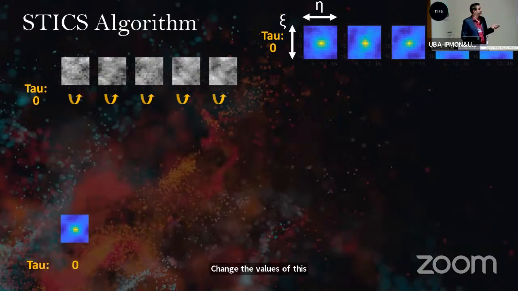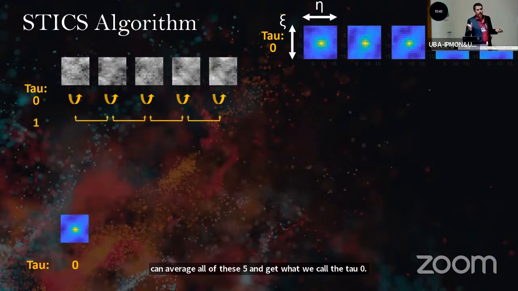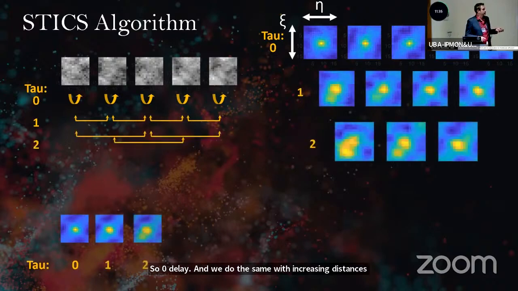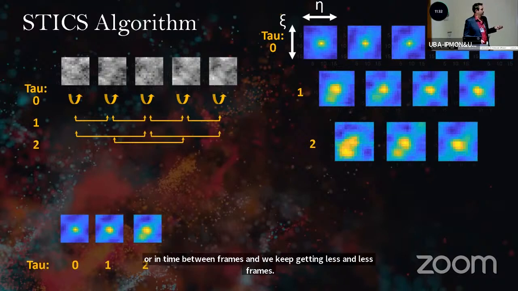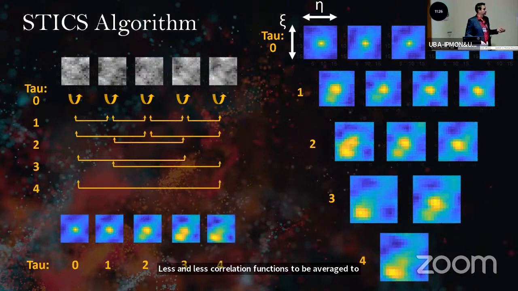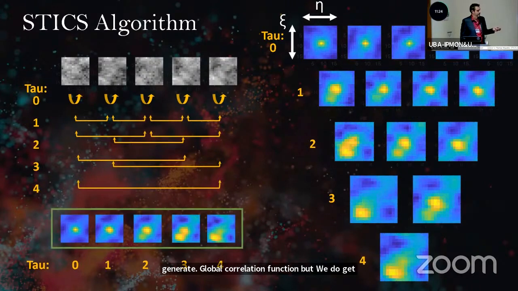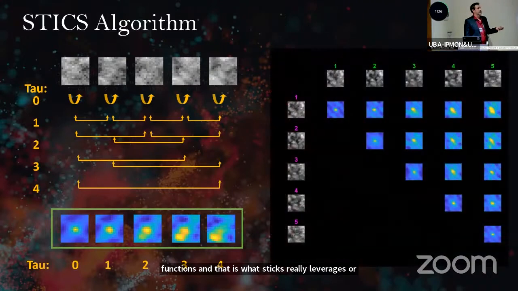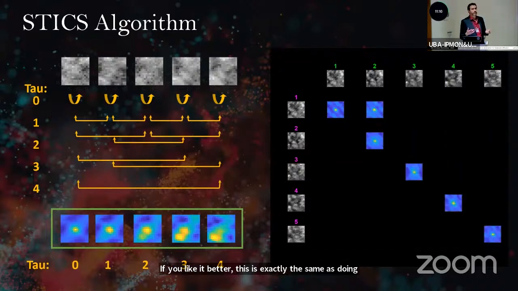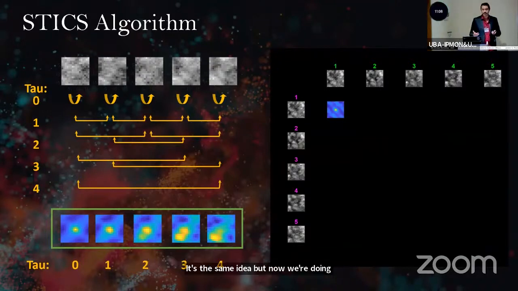And we can average all of these 5 and get what we call tau 0, so 0 delay. And we do the same with increasing distances in time between frames, and we keep getting fewer and fewer frames, fewer and fewer correlation functions to be averaged to generate the global correlation function. But we can get some information from these correlation functions, and that is what STICS really leverages or takes advantage of. If you like it better, this is exactly the same as the other representation of comparing one frame with the other. It's the same idea, but now we're doing ICS at each time point.